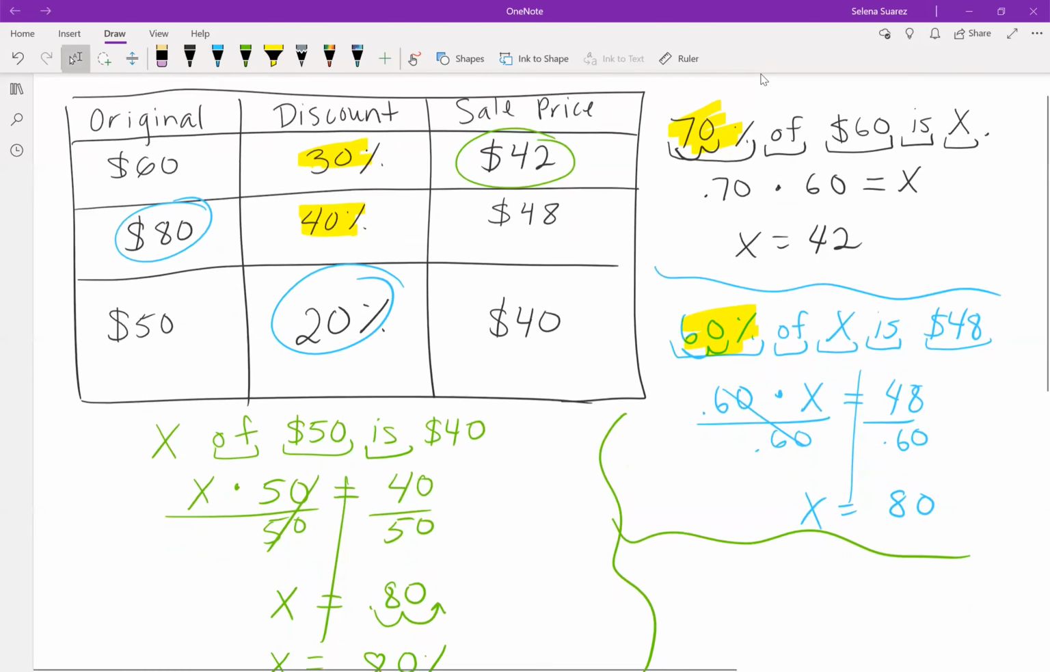So for all of these, look to set up your equations first. Once you have your equation set up, solve for the variable that's missing, and that's going to be what goes inside of your missing boxes here.